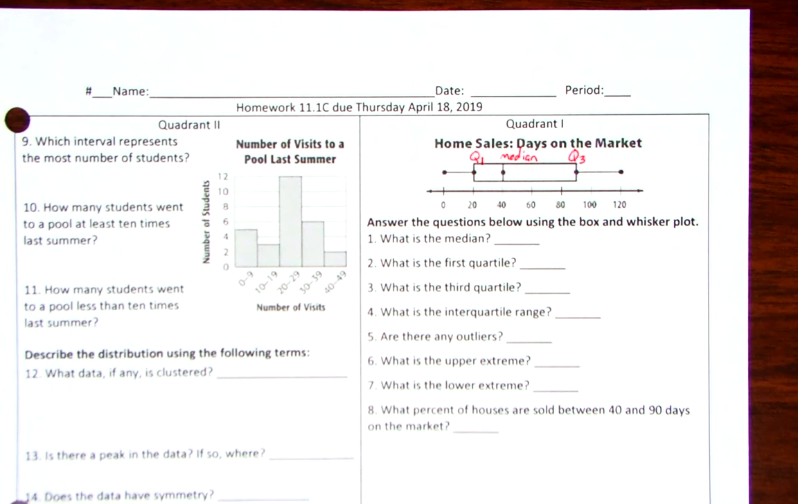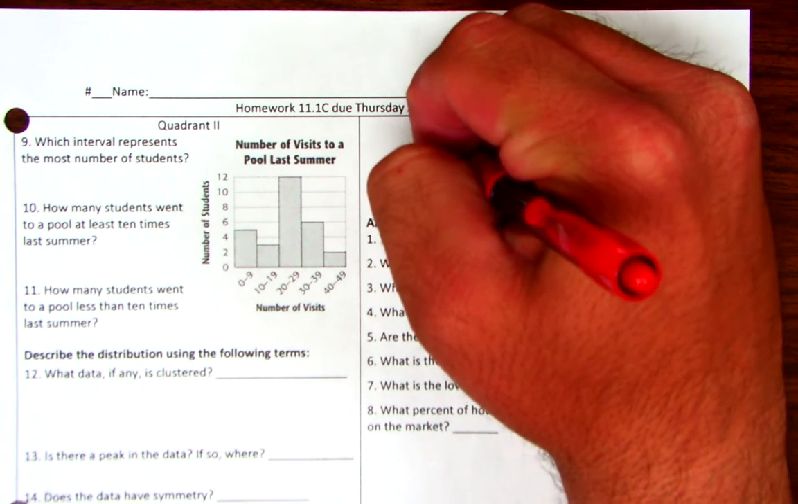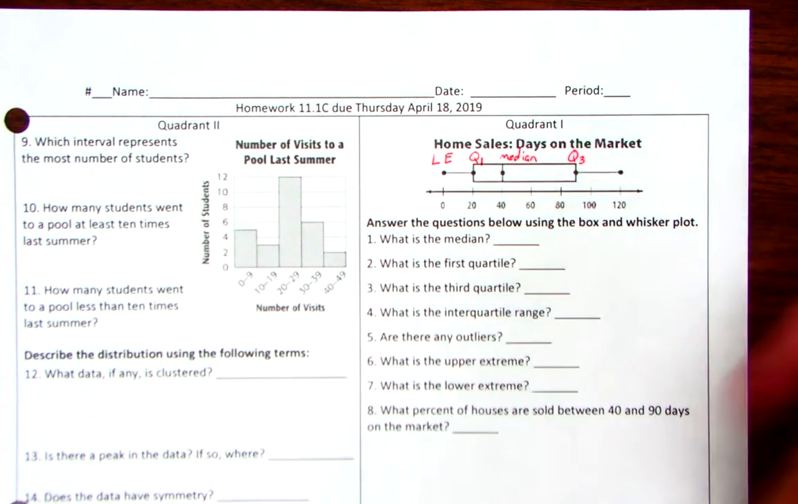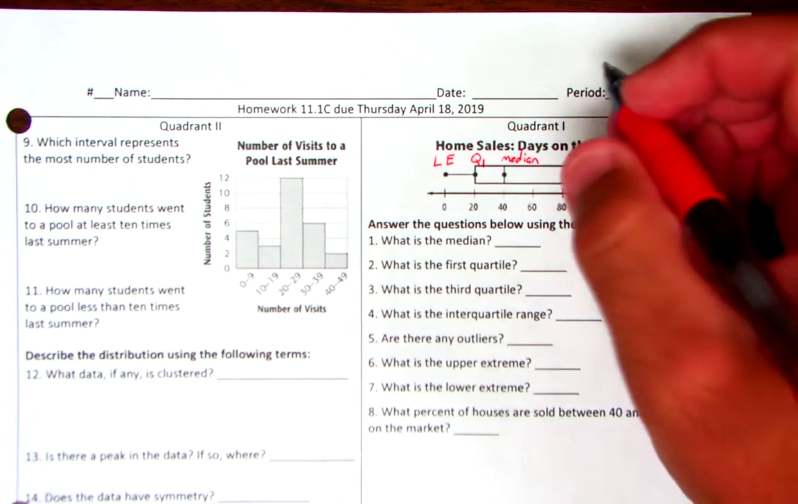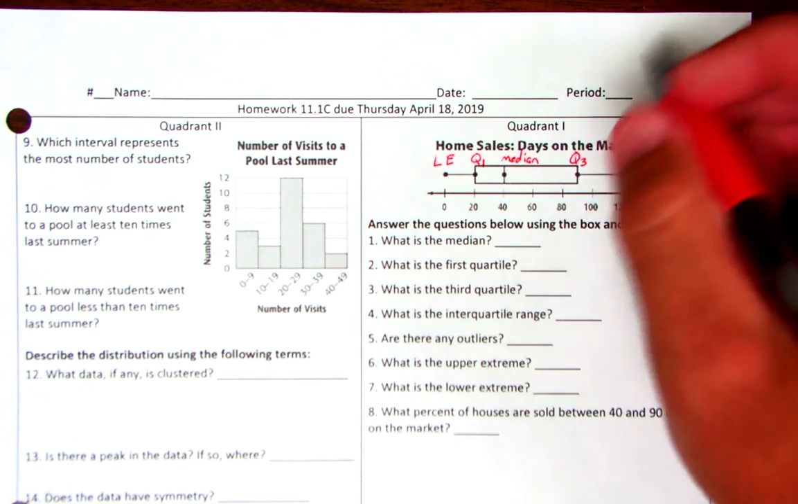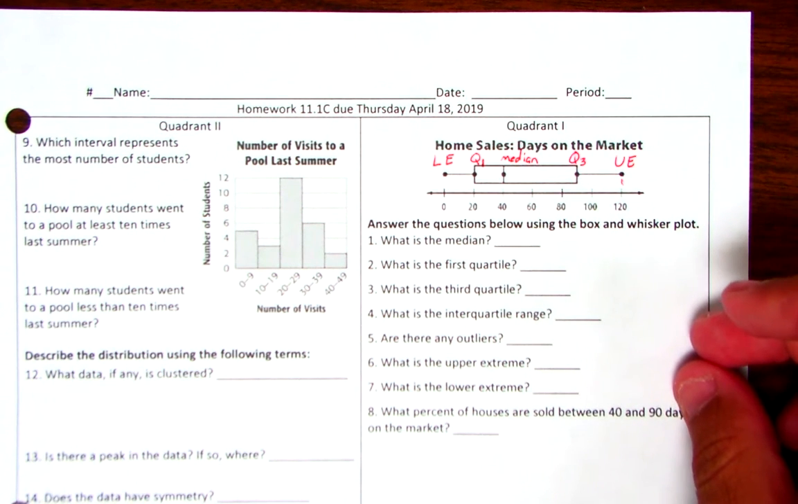What do you think the dot at the 0 represents? Well, the dot at the 0 is going to represent your lower extreme. It's the lowest number that you have in your data. I'm using LE for lower extreme. Therefore, the dot at the very end is your highest point in your data, so that's going to be known as your upper extreme.